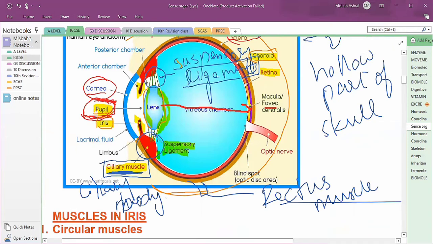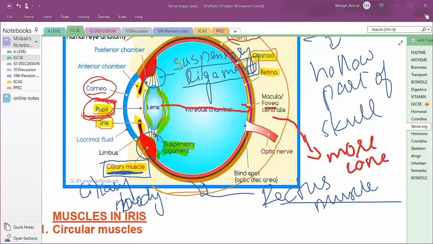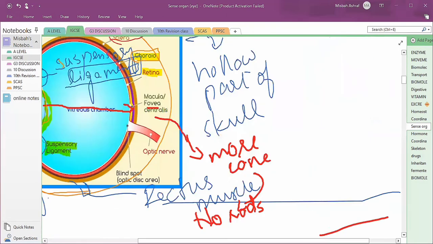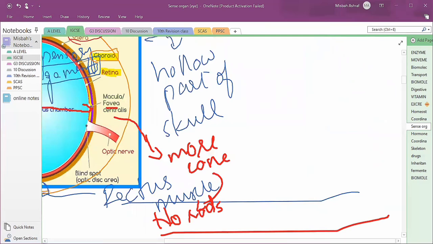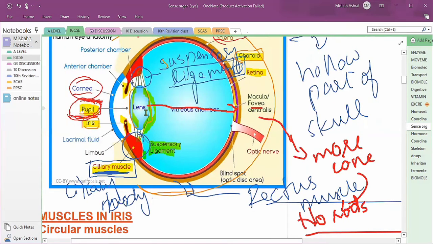This is also the part of the retina which is exactly opposite to the lens, and fovea has more cones, so it is responsible for the vision in the bright light. It has more cones. It has no rods. Also remember, no rods. Only cones are present. So it is the point where the sharpest image is formed. So that's why it is exactly opposite to the lens. And at this point, all the light rays are converged to form the sharpest image. And a sharp image is formed because it has more cones.